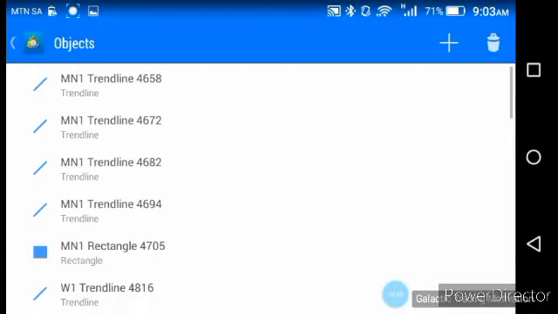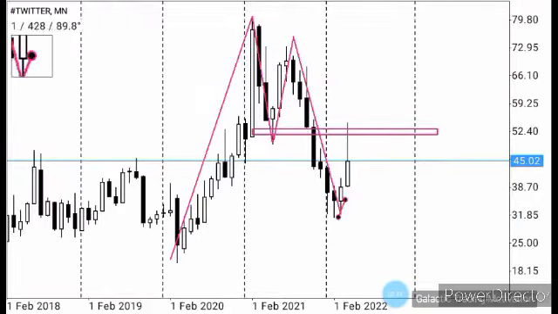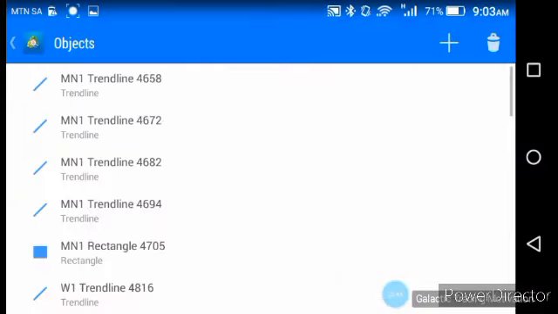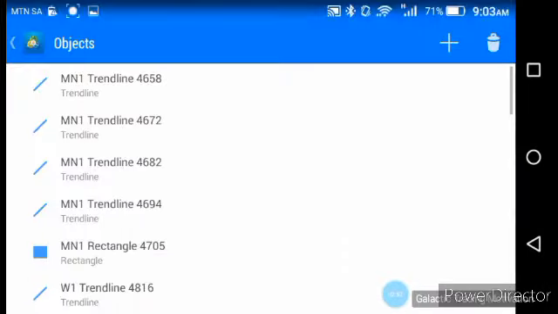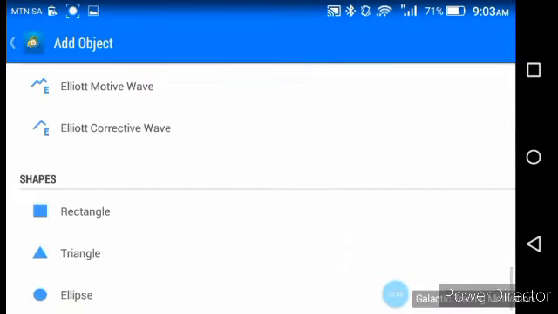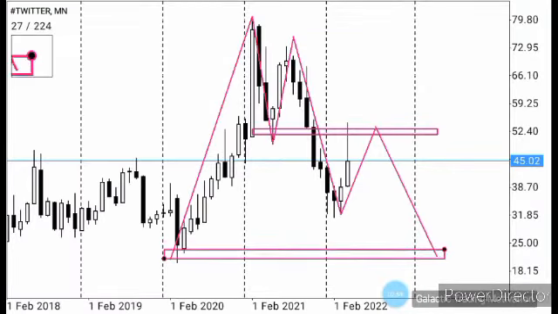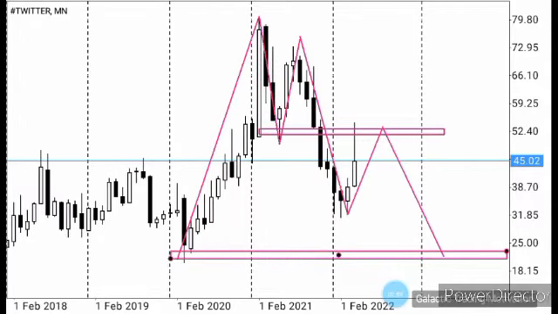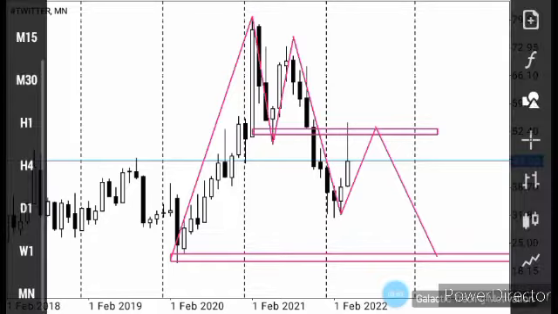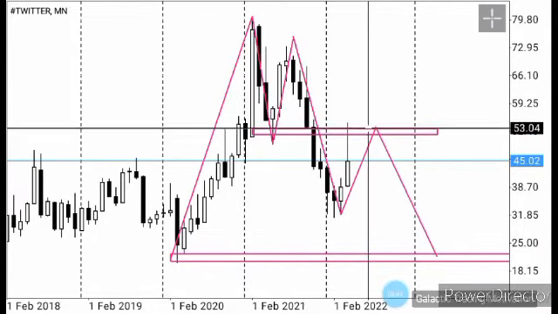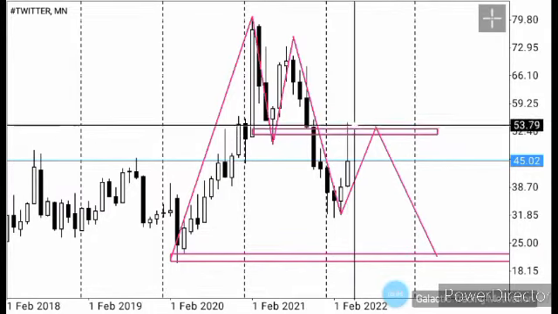So that's what price did, came here, and then we'd love to see it coming down here to this level, around this level. That would be our take profit, right? So we were supposed to actually be looking for selling opportunities at this point.